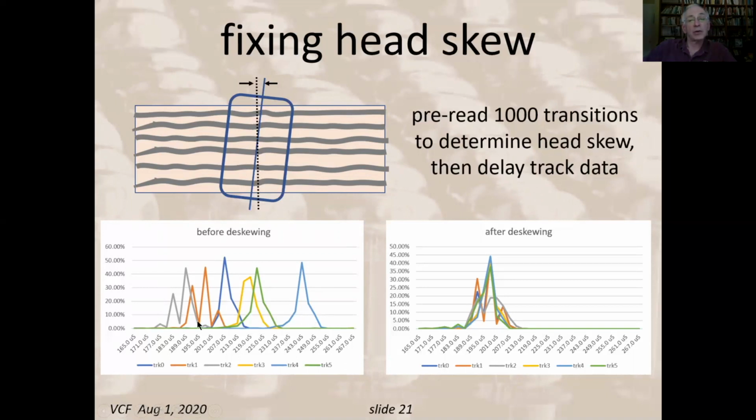That creates havoc with the decoding, especially for the non-self-clocking formats. So one of the things I do is to pre-read 1,000 transitions on the tape. I determine what the head skew is, and then insert delays in the early arriving tracks so that all of the track data arrives at the decoder at the same time. So this is before the deskewing, and this is after the deskewing.